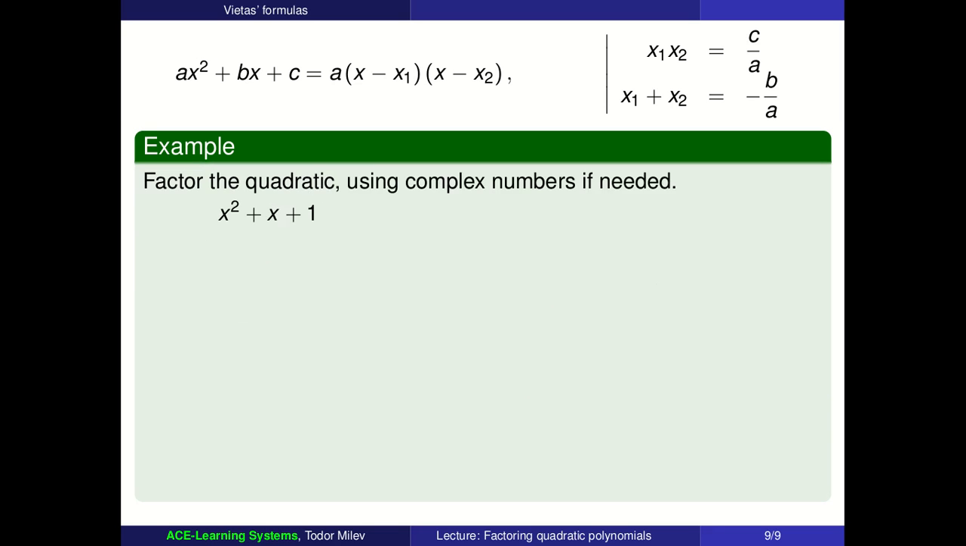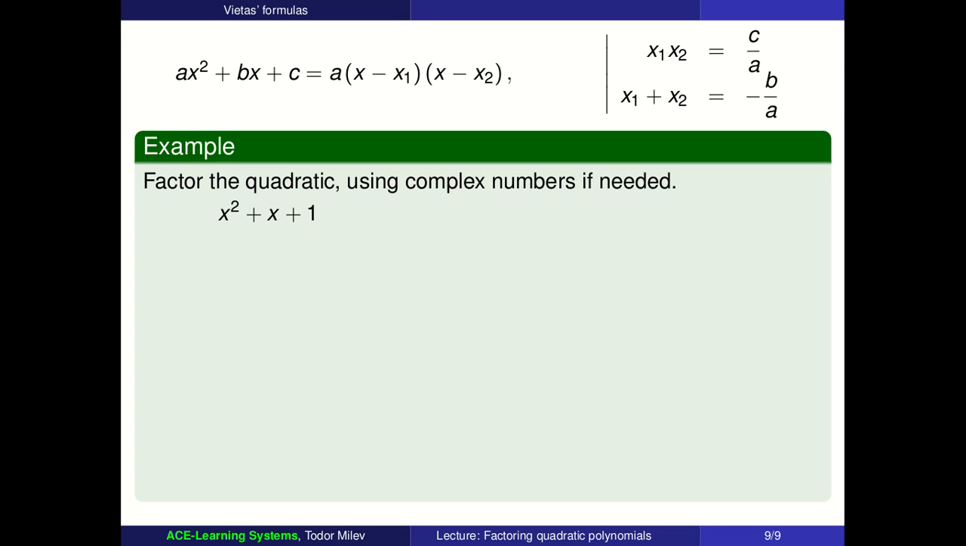Okay, now as our final example, let's factor the quadratic x squared plus x plus 1. Now notice that this problem is formulated a little bit differently. The problem reads: factor the quadratic, using complex numbers if needed. So this problem somehow implies that a factorization of that quadratic will use complex numbers. Let's see if that's indeed the case.